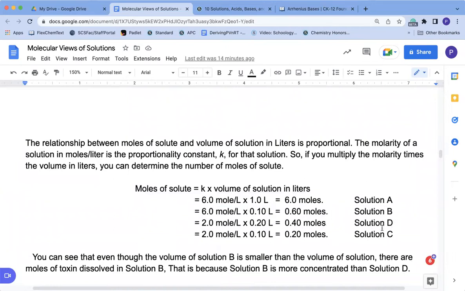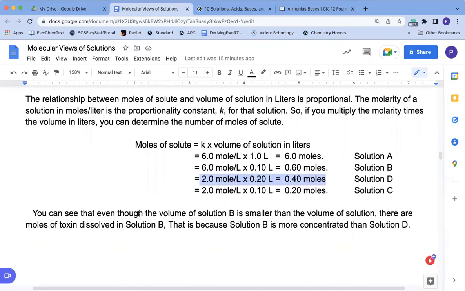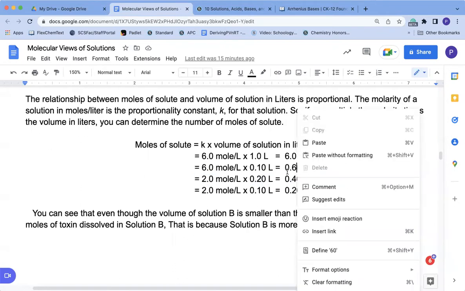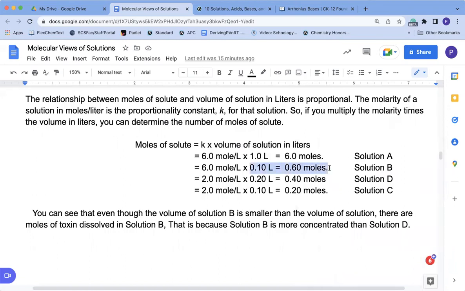D and C are now in a different order. Why? Because we were asked to rank them from the greatest number of moles to the fewest number of moles. And we had to multiply in order to get each of those values. Concentration times volume gives me moles. You can see that even though the volume of B is less than the volume of D, see those two volumes are different? I still have more moles in B than I had in D because the concentrations are different. This is more than twice the concentration of solution D. So even though this volume is twice as great, I still have more moles in the higher concentration despite the smaller volume.